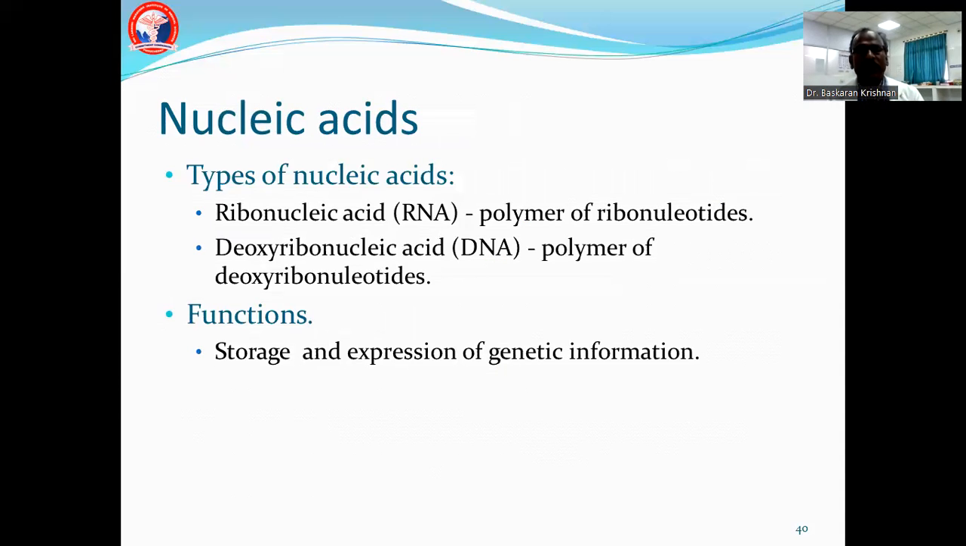Now we'll take up the nucleic acids. Nucleic acids are polymers of nucleotides. There are two types: ribonucleic acid, RNA, a polymer of ribonucleotides, and deoxyribonucleic acid, DNA, a polymer of deoxyribonucleotides. Function: storage and expression of genetic information.